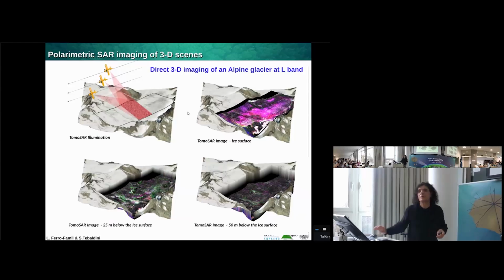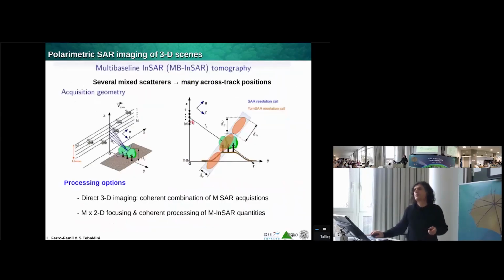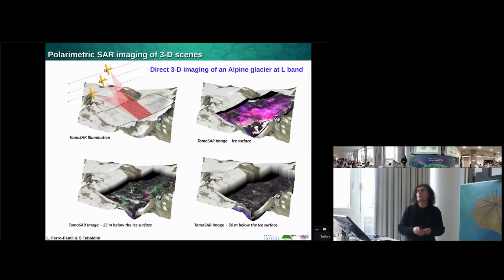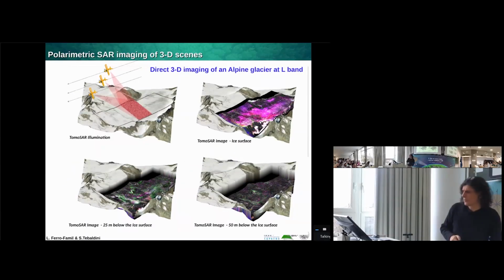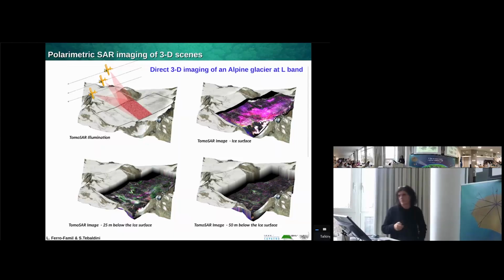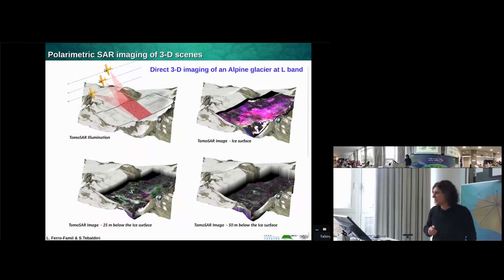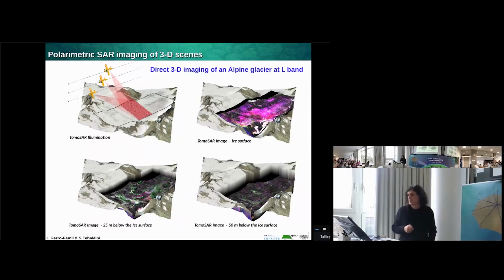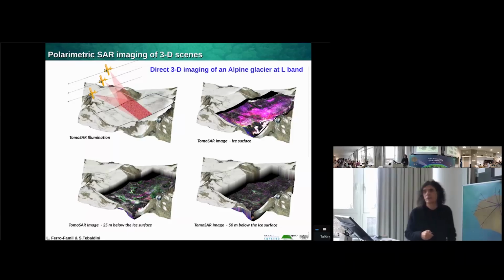I will maybe conclude on images. Some applications of SAR tomography. One of the most impressive I know has been done by Stefano, you saw yesterday, over this glacier in the Alps, I think it's the Austrian Alps, at L-band. The glacier is a dry one, so the waves are penetrating, there's no liquid water.